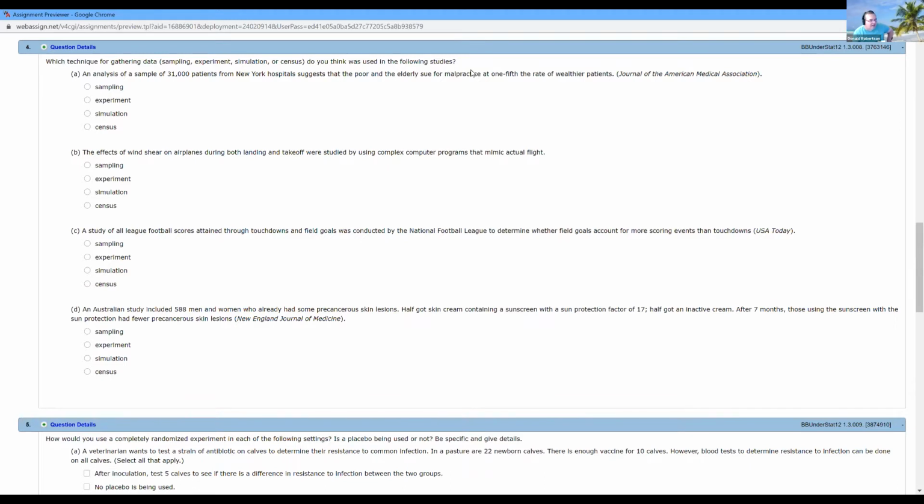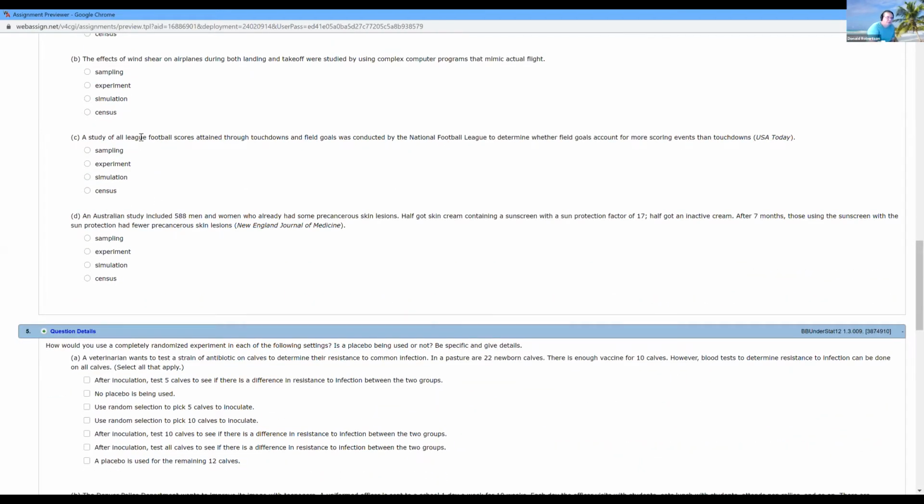There isn't any evidence that they took 31,000 patients and split them into two groups and sent them to the hospital and found out which ones sued more than the other, right? So there wasn't a lot of detail. If it was going to be an experiment, they'd have to mention things about the doctor didn't know or the patient didn't know, and there was two groups and this happened and that happened, right? There'd be a lot more details.